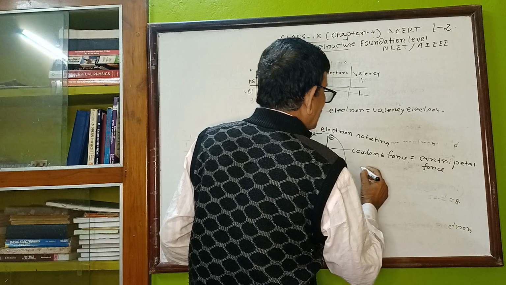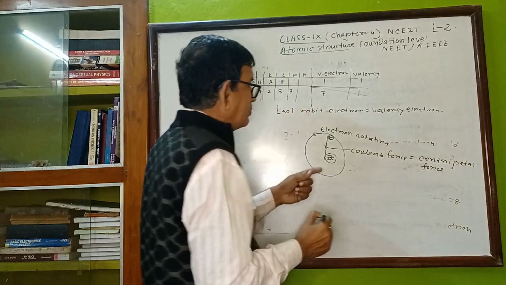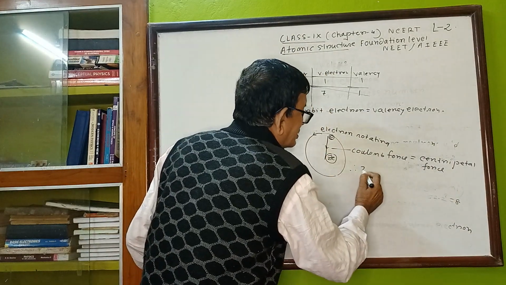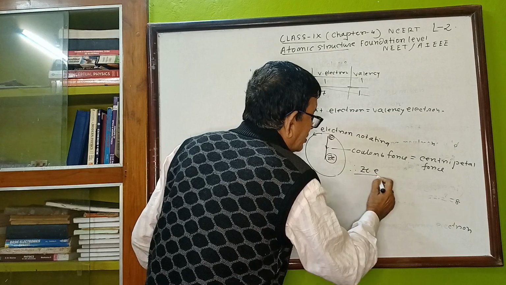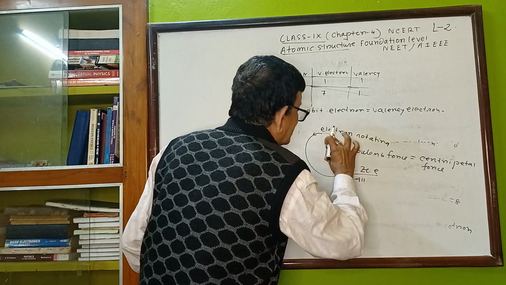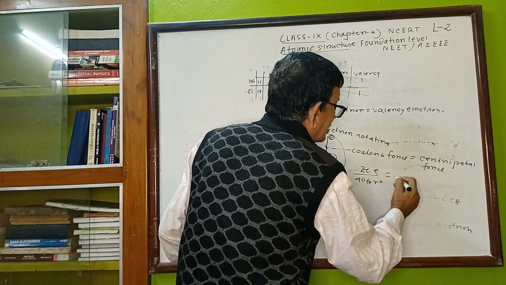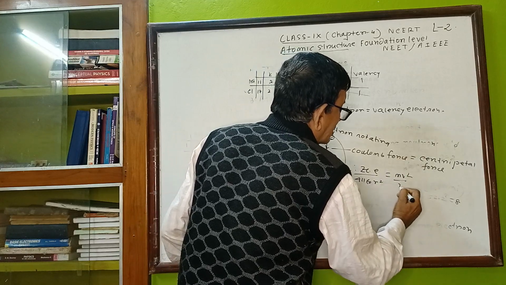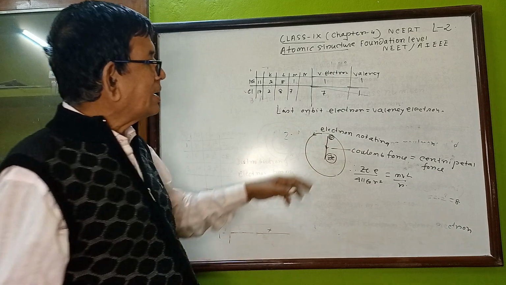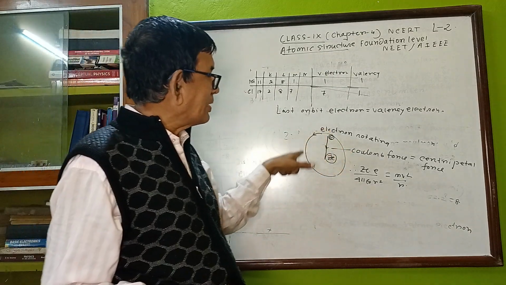You may not get this in your book, that is extra. The Coulomb force means the product of the charges, divided by 4 pi epsilon, times the distance squared, and due to rotation it is mv square by r. So electrons are rotating in a particular orbit.